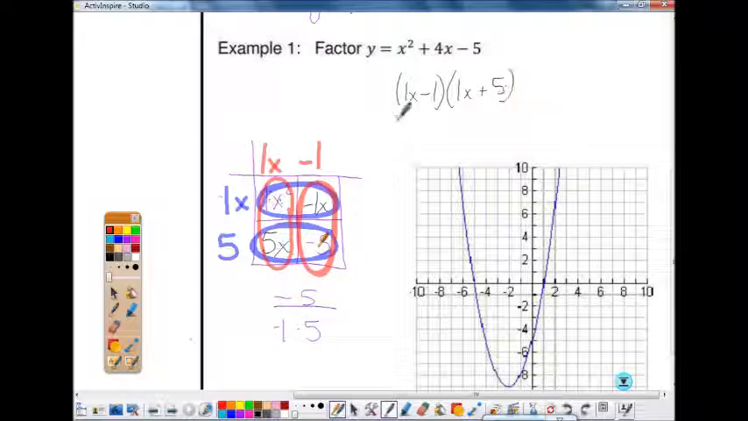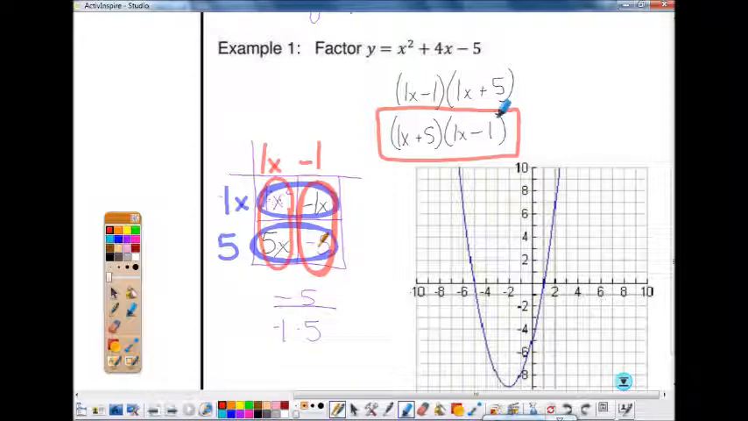Now, if you wanted to write the positive side first, that would have been fine too. Both of these answers are correct. Now let's take a look at why we just factored. If you look at our factors, this is what we got as our answer. Now look at the picture here.